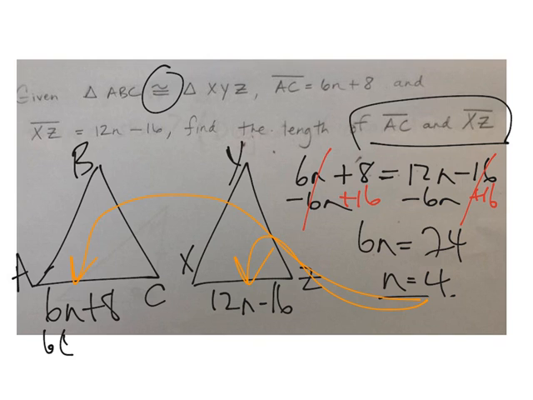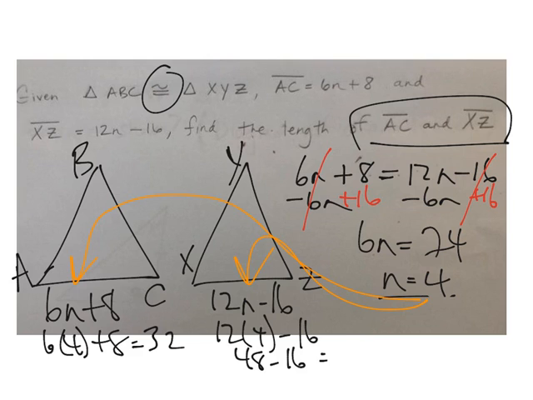So 6 times 4 plus 8, and then 12 times 4 minus 16. Right? 6 times 4 is 24. Plus 8 is 32. 12, 24, 36, 48. Minus 16 is also equal to 32. So the answer here is 32 for both XZ and AC.